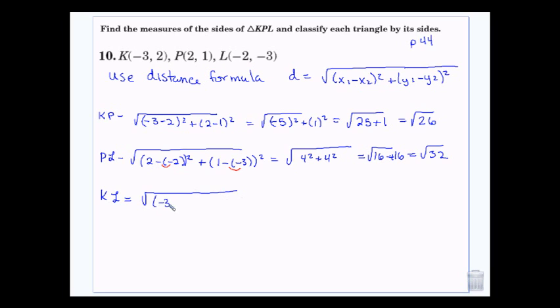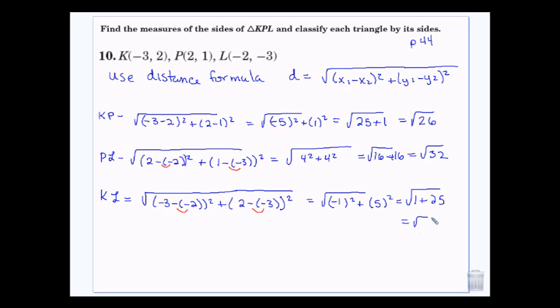So negative 3 minus negative 2 squared plus 2 minus negative 3 squared. Again, these minus negatives are positives. So I have negative 3 plus 2. That gives me negative 1 squared plus 5 squared. So 1 plus 25. Square root of 26. So here are my 3 side lengths right there.